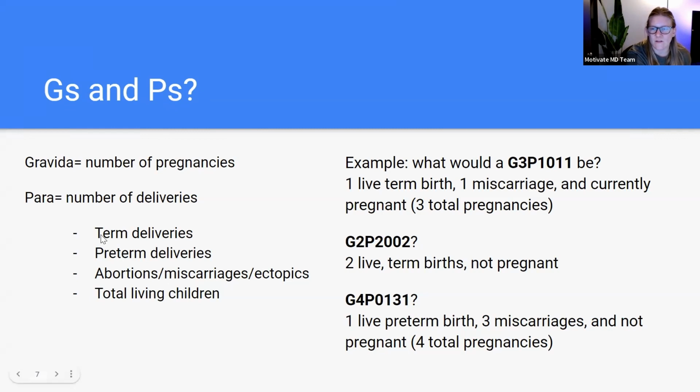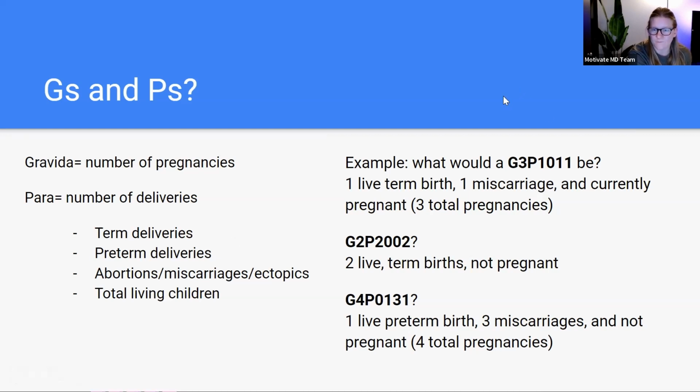So the first number would be the number of full-term deliveries. So that's after 37 weeks of gestation. The number of preterm deliveries. So that's like any premature babies that are born before 37 weeks. And then the third number is abortions, miscarriages, ectopic pregnancies, any pregnancy loss is going to be that third number. And then the last number is the total number of living children.